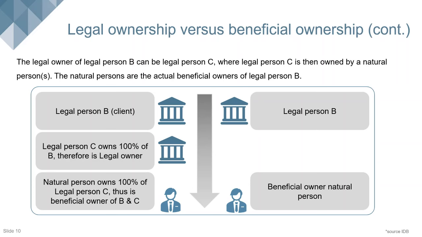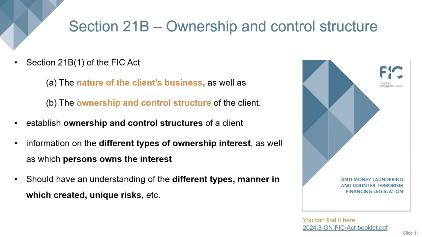So you need to look through, use your 3-step process of elimination, and I will come to it in a few slides, but you need to look through legal person C. You need to look through that majority shareholder and understand who is behind that legal person C, who ultimately derives benefit from legal person C, who ultimately exercises effective control of legal person C. And that natural person is not only the beneficial owner of legal person C, but ultimately owns your client, legal person B. So I hope that example draws the distinction between legal ownership versus beneficial ownership.